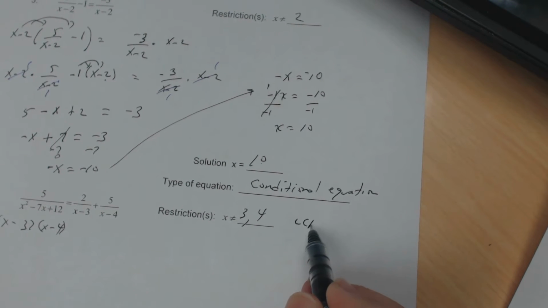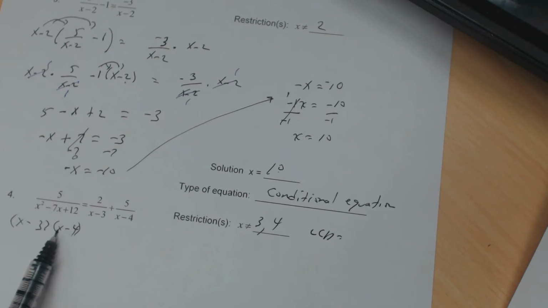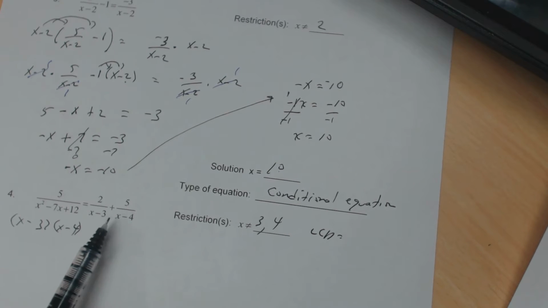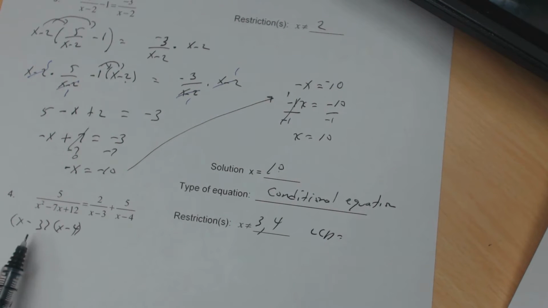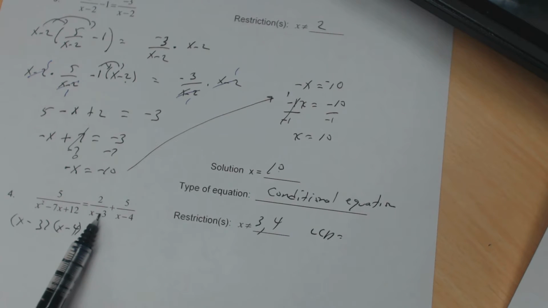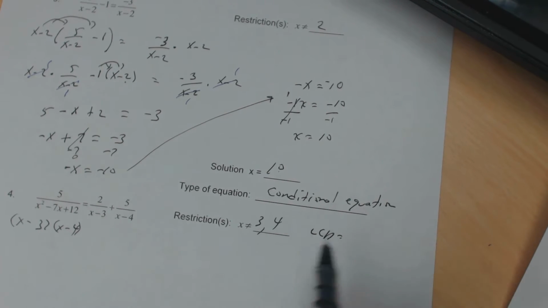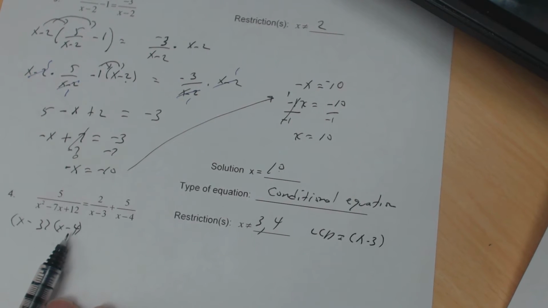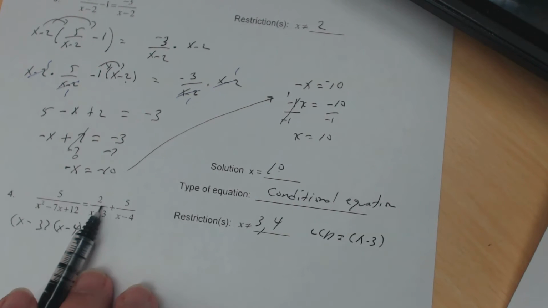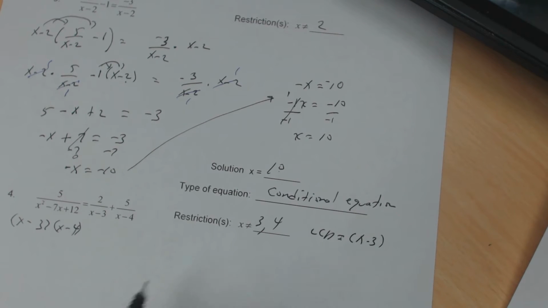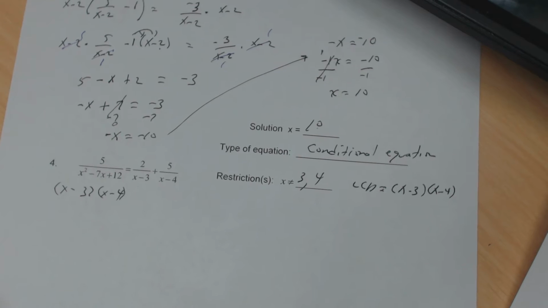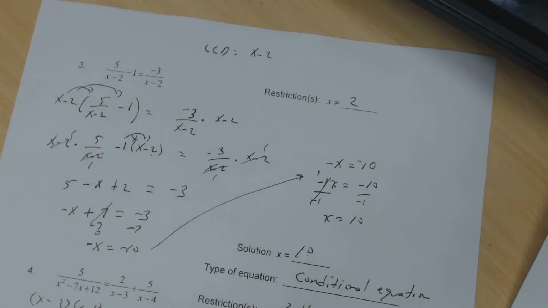But I've got to find the LCD. So remember, every factor you see has to be in your LCD. My first factor is x minus 3. There's only one here, none here, so I have to use 1. The next factor I see is an x minus 4. There's 1 here, none here, 1 here, so I must use 1. So there's your LCD.